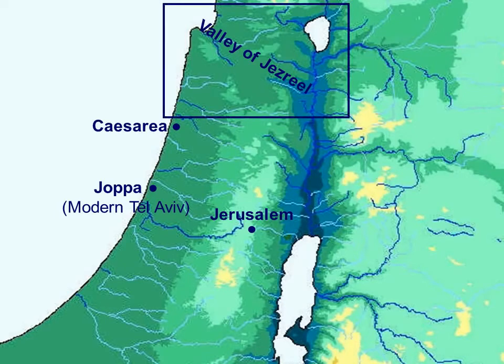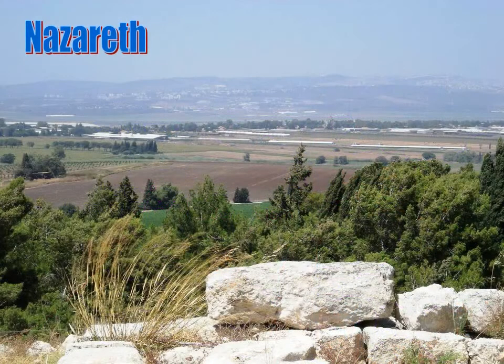What we're going to do is zoom in on that valley. If you stand on the ancient city of Megiddo, which was located at the south end of that valley, and look across, you can see Nazareth on the other side of the valley. Nazareth sat on the edge of the Valley of Jezreel.